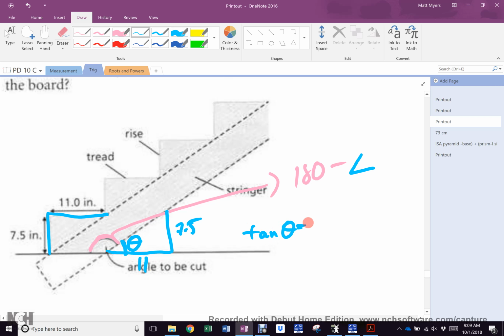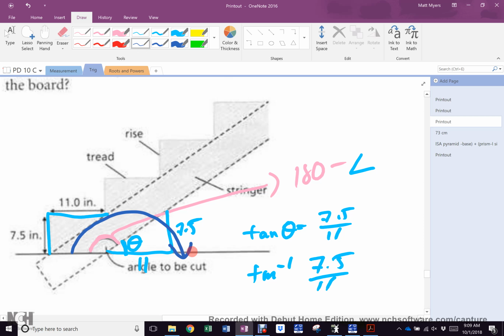Tan theta equals 7.5 over 11. Do I want the tan of theta? Of course not. I want shift tan 7.5 over 11, which gets you whatever it gets you. I don't remember. And then, once you know that, this whole angle is 180, isn't it? But we don't want that part of it, so it's this. And whatever it is, the answer is written on the page.